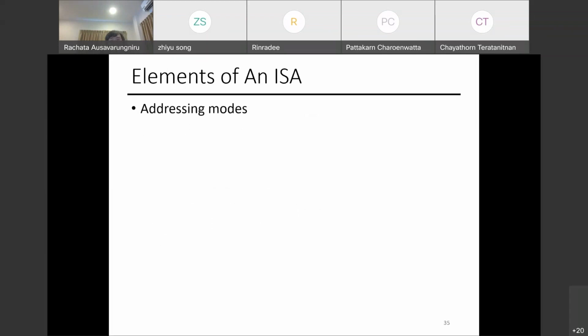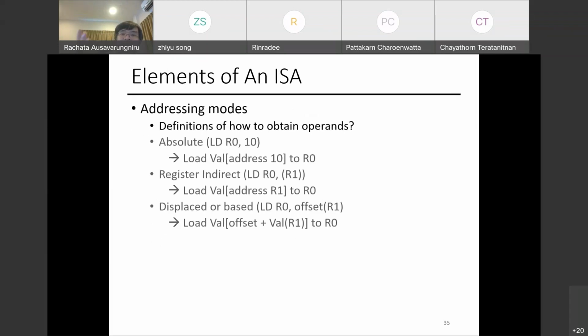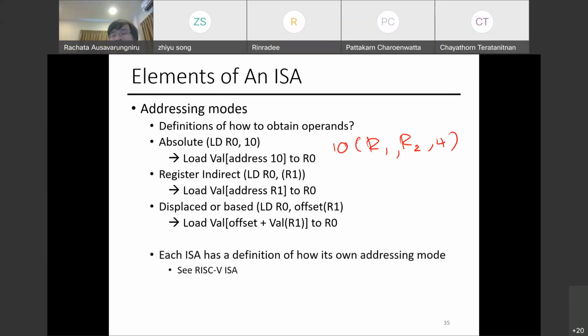What else? You have addressing mode, right? It defines how you obtain the operand. This was done in the system class already. Remember those, like this parenthesis R1, R2, right? And then number 4, and then some number here like 10. You take R2 multiplied by 4, add to R1, and then add 10 to it. It basically tells how you get the address. That's called addressing mode. And each ISA would have a definition of its own addressing mode.